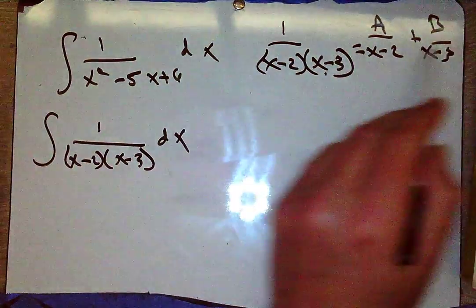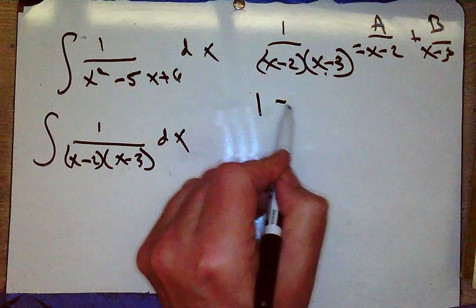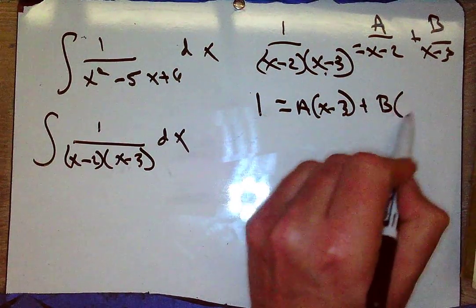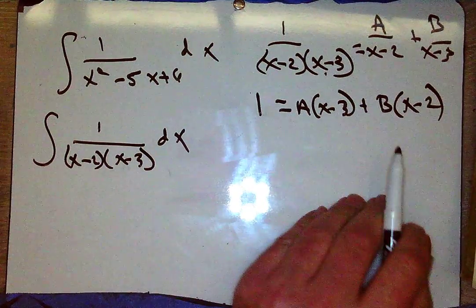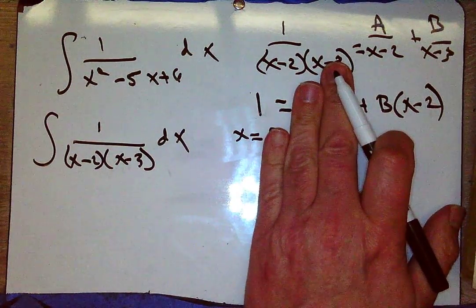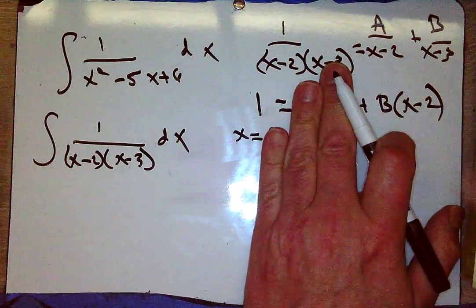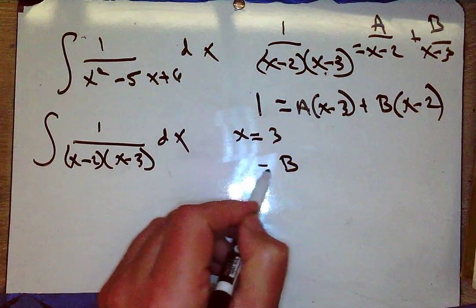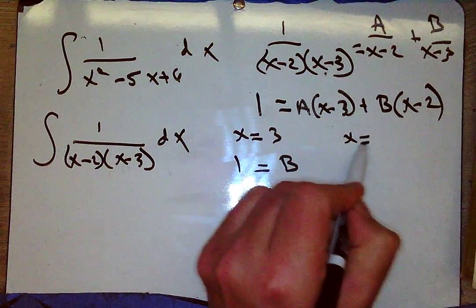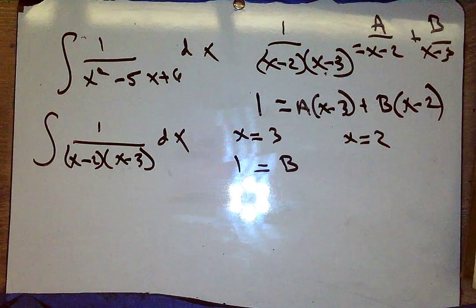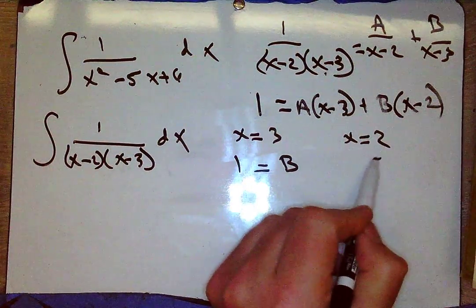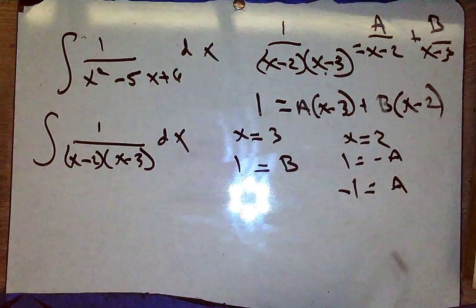Okay, so I multiply everywhere by the least common denominator, and I end up with 1 equals A times x minus 3 plus B times x minus 2. And if I use some magic numbers, like x equals 3, well, 3 minus 3 is 0, so that goes away. 3 minus 2 is 1, 1 times B is B, and on the other side of the equal sign, I just have this lonely old 1. But wait, there's another magic number. What happens if we choose x equals 2? Well, 2 minus 2 is 0, this goes away. 2 minus 3 is negative 1, so negative A equals 1, and so A equals negative 1.